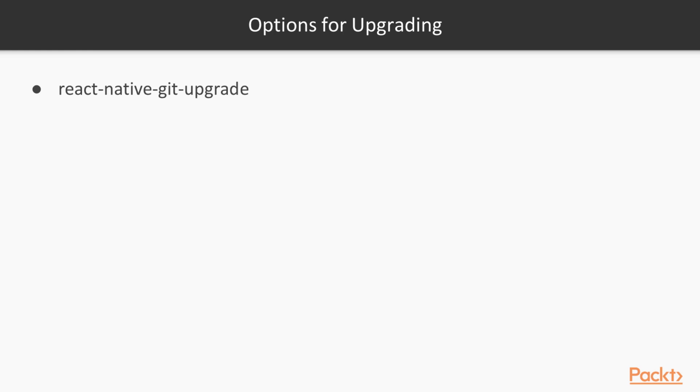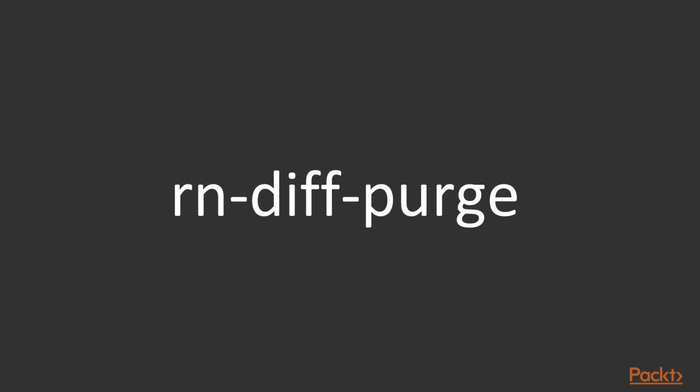The other option we have is to use a repo called rn-diff on GitHub, and this one provides us the diffs between every version of React Native with the next one. Both of these ways have their problems, and now we can have a third option, the rn-diff-purge. rn-diff-purge is a new project that can help us with upgrading.